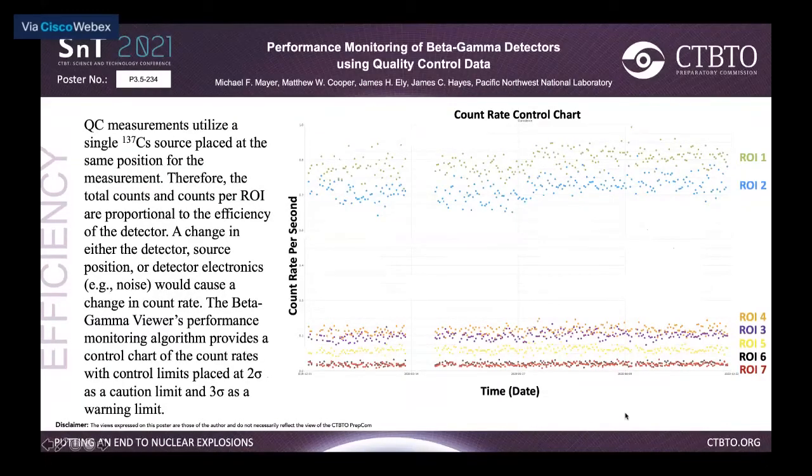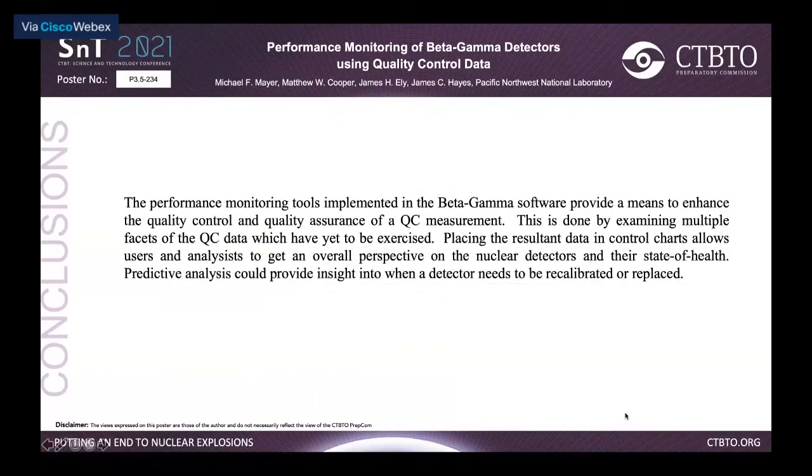Additionally, per region of interest and per detector, you can look at the count rate and determine if there's a change in the efficiency of the detector. Again, if you have any more interest, please view the 2-minute video, as well as feel free to put questions on the poster. Thank you.